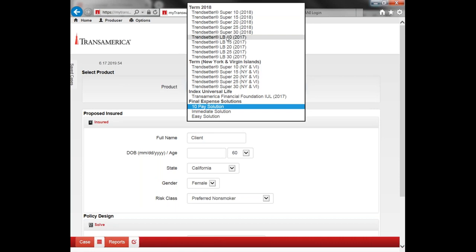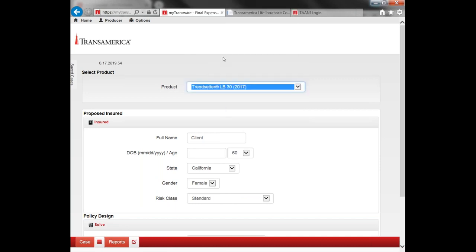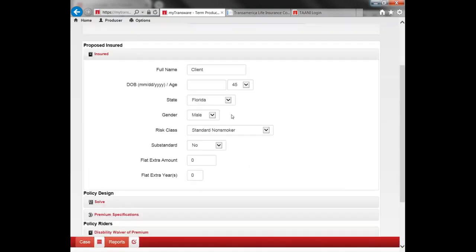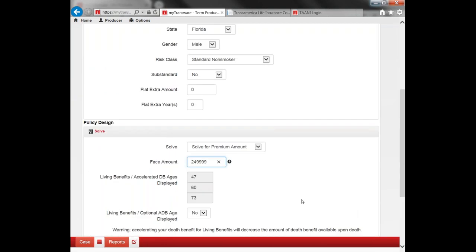So if you look at our, we have a Trendsetter LB30, and LB30 means it's a 30-year term. And so figuring out the software is the same thing. You just, let's say, standard non-smoker. It does have a larger non-med band all the way up to 249,999 for non-med. And so what that would mean, again, is no paramed. It would be based upon how they're answering the application, as well as they do run a script check, a motor vehicle record, and the MIB.